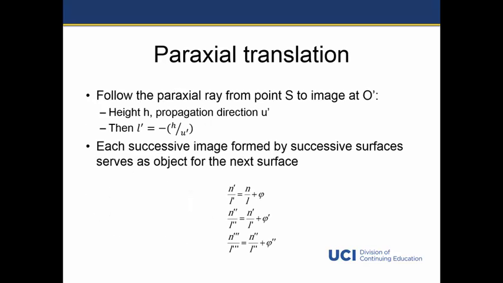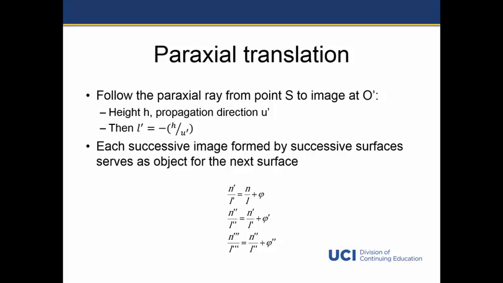Why does this matter? Okay, if we follow the paraxial ray from point S to the image at O prime, it has a height h, and its slope is this u prime. That tells us then that L prime, the image distance, is simply minus h over u prime. In this case, h and h prime are the same. Now, how this helps us.